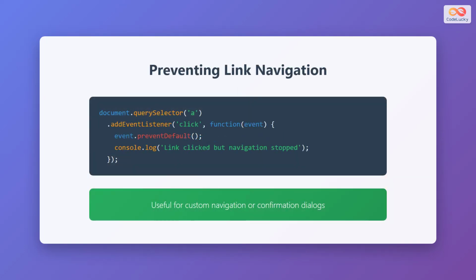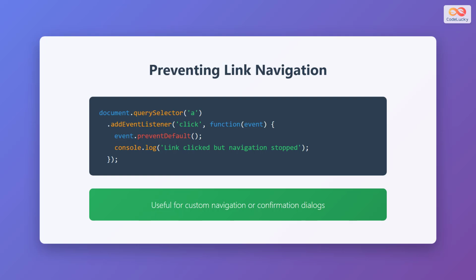This code shows how to prevent a link from navigating to a new page. First, the code selects the anchor element using document.querySelector. Then, it attaches an event listener to the link for the click event. Inside the event listener function, event.preventDefault is called to stop the link from navigating.